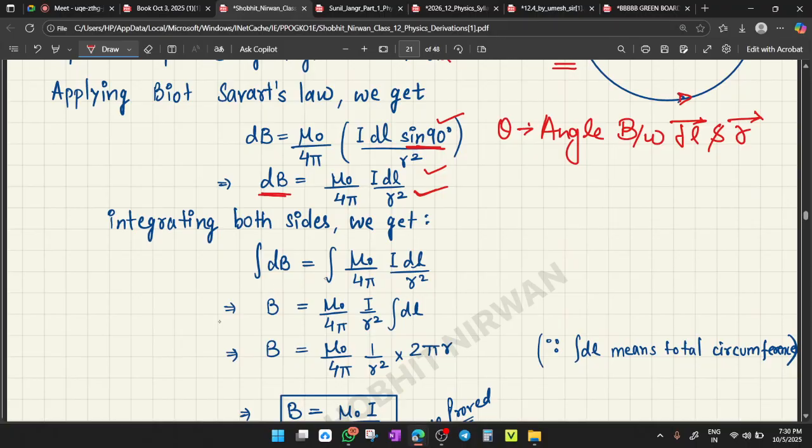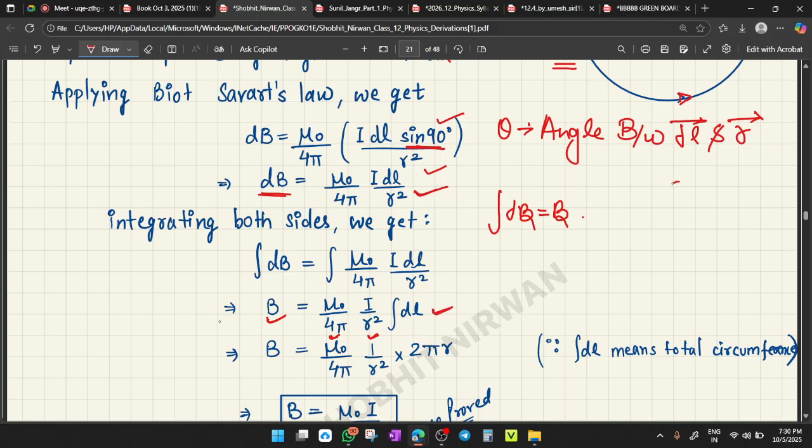Integrating both sides, we get integration of dB equals mu naught upon 4 pi, I integral dl upon r square. Clear? The integration of dB equals B. Mu naught upon 4 pi is a constant, I upon r square is a constant, and dl is the only variable here.